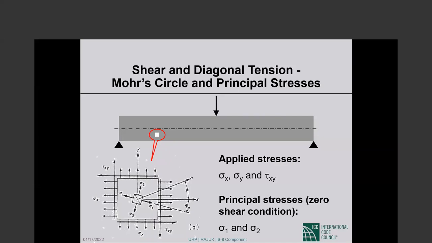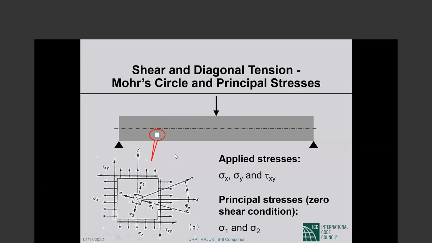Then the principal stresses, which are easily established using the Mohr circle. This is the second topic from strength of materials that I will take you through, and then we will go into ACI 318 and BNBC shear design, which is our topic today, which is where we are headed. But these preliminaries, I think, are extremely important.